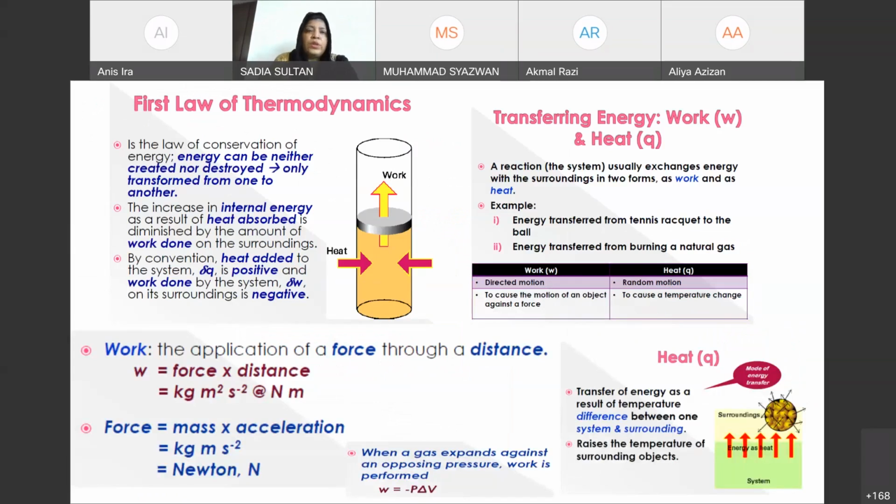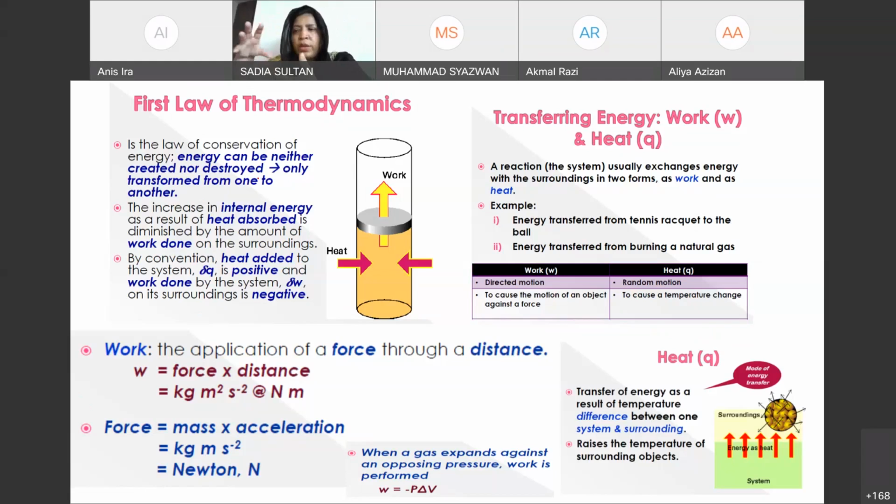Okay. So what is the first law of thermodynamics? Now it comes to the first law of thermodynamics, which is the law of conservation of energy. Energy can neither be created nor destroyed. We cannot create energy ourselves. We cannot destroy it. We can only transform it from one form to another form. It doesn't get destroyed. It converts from one form to another form.